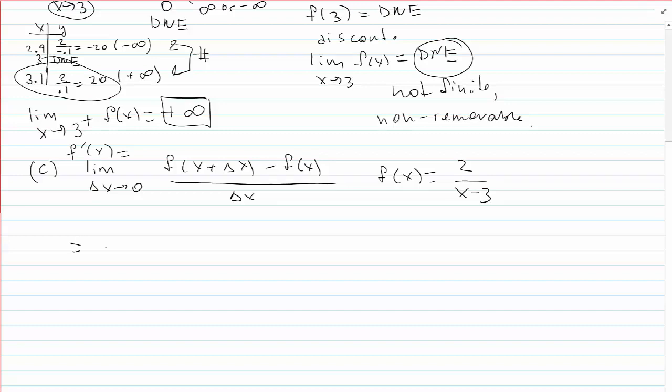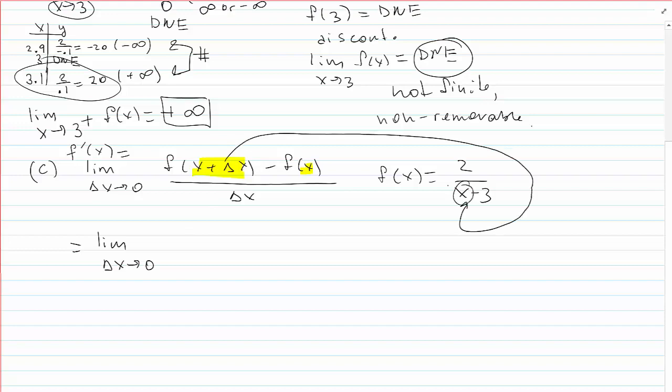So let's do it. We start with the limit as delta x approaches 0. We're going to take this highlighted part and substitute it in the function. So we start off with f of x plus delta x. We take this right here and substitute it inside the x. Look what it will become: 2 over, then this highlighted part gets substituted, so you get x plus delta x, and then minus 3.